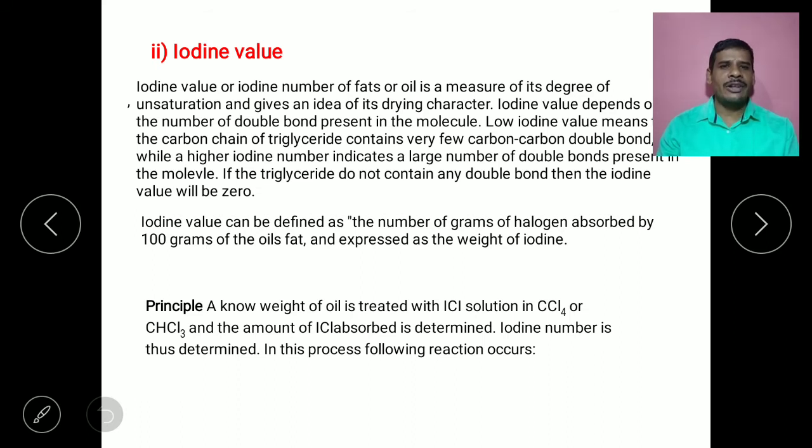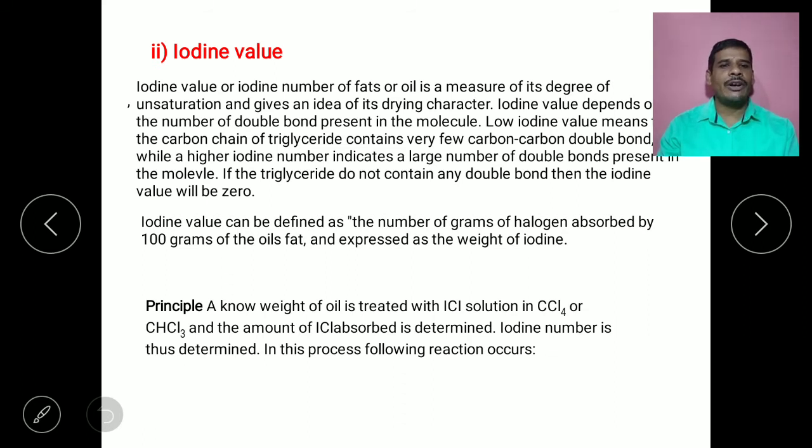For expressing the iodine value, we require 100 grams of the oil or fat. For expressing the saponification value, we require 1 gram of the oil or fat. While expressing the iodine value, it means how many grams of iodine are absorbed by, or required for, 100 grams of the oil or fat.